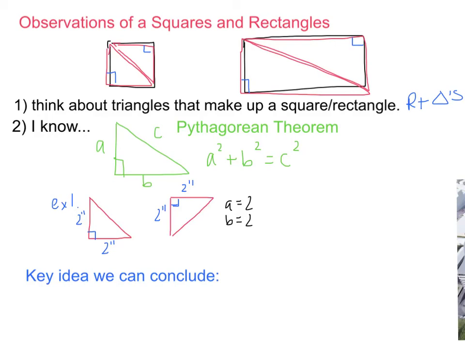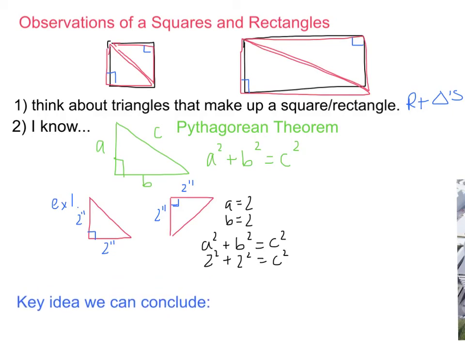So if I do my math, I get a squared plus b squared equals c squared, or 2 squared plus 2 squared equals c squared, or 4 plus 4 equals c squared, or 8 equals c squared. Now to undo squaring, I would square root, so that means that c equals the square root of 8. Now you can simplify that, but for our purposes, I'm just going to put that this is the square root of 8, and this is the square root of 8.